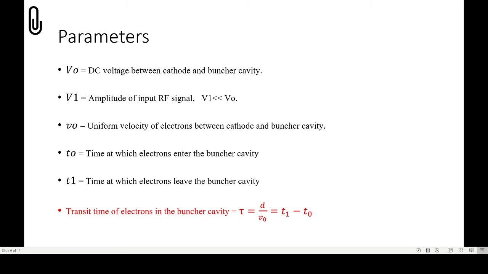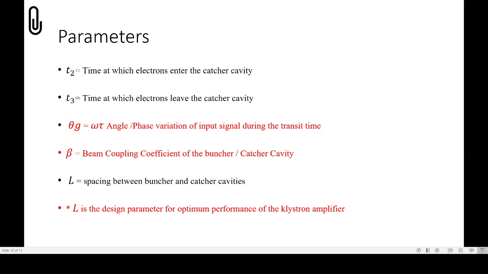Another important parameter is the transit time of the electron in the Buncher cavity, and it is calculated as tau = d / v0, where d is the gap distance and v0 is the velocity of the electron, which is equal to T1 minus T0. Again, T2 is the time at which the electron enters the catcher cavity. T3 is the time at which the electron leaves the catcher cavity. And theta G is the phase variation of the input signal during the transit time, and it can be calculated as omega times tau, where omega is the angular frequency and tau is the transit time.